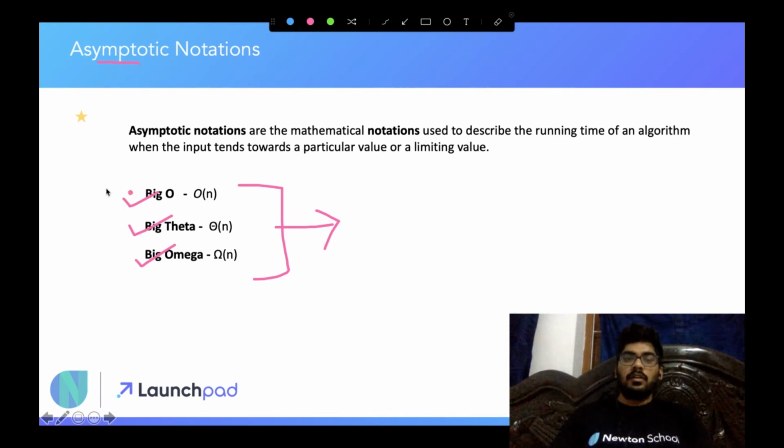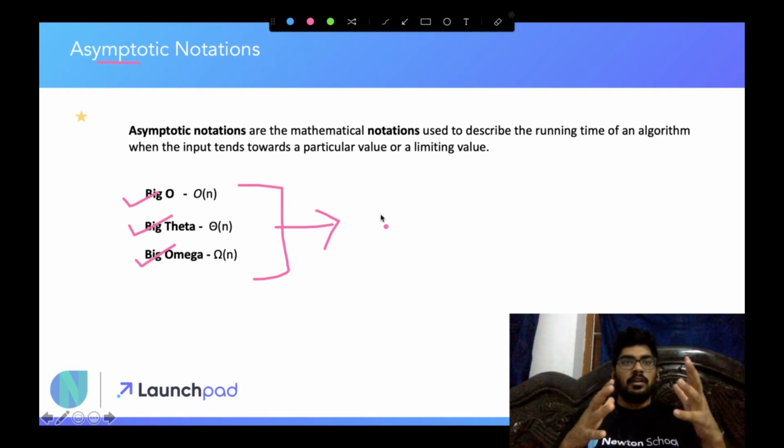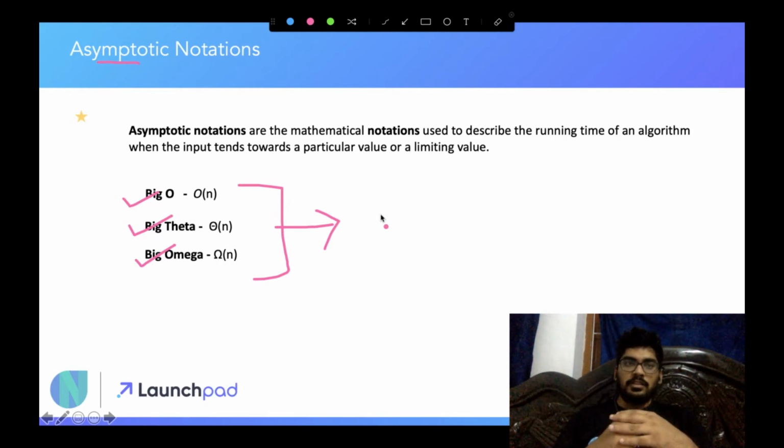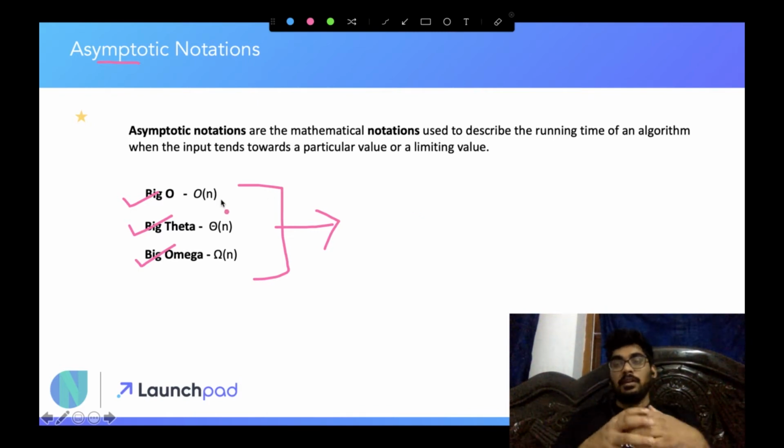What will these notations tell you? With the help of these notations, you can analyze how your program will behave as your input goes on increasing. Let's suppose you increase the input to infinity. How will your program behave? So basically, if the input varies, how will our program time vary? How much time does it take to run? We'll discuss that.